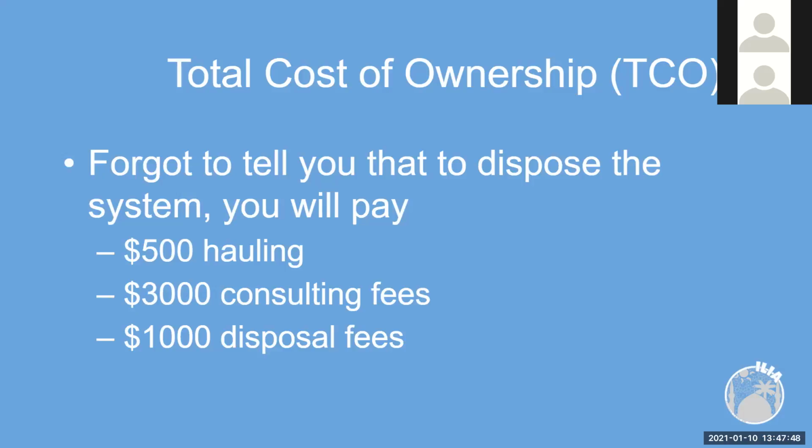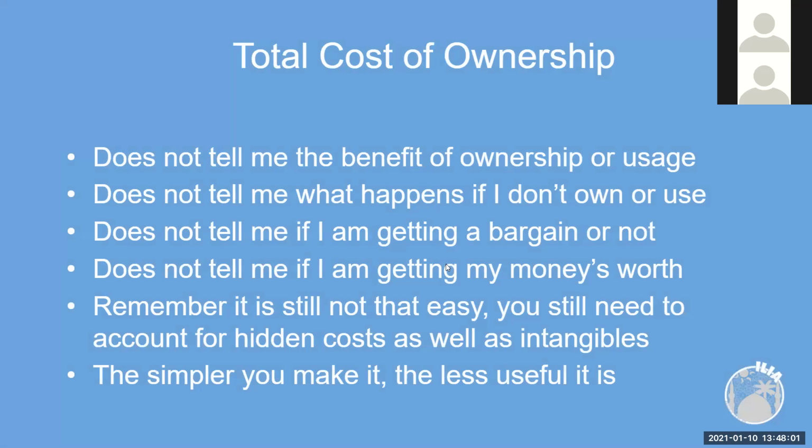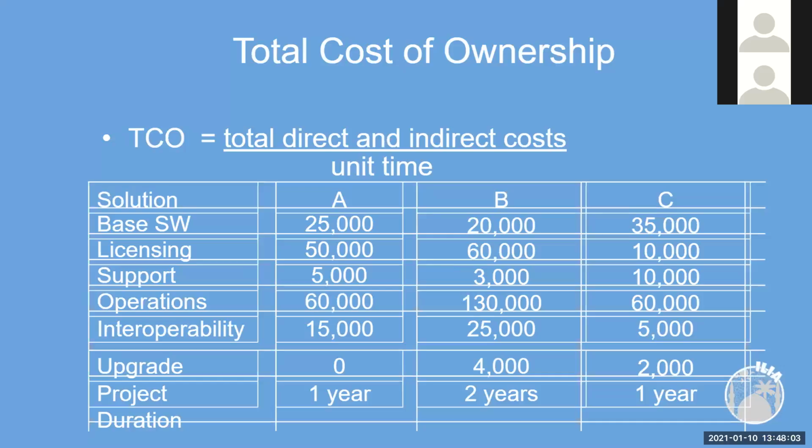Because it helps us budgeting. The CFO likes this. He or she knows how much they need to budget for over the next 3 years. But it doesn't tell you the value of the work that you've done. So there's another approach called return on investment. So here's an example of total cost of ownership before we move over to return on investment.